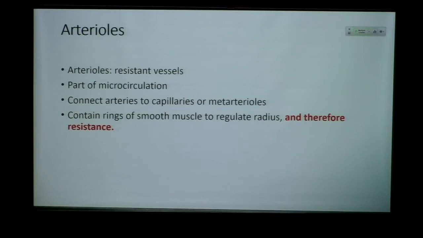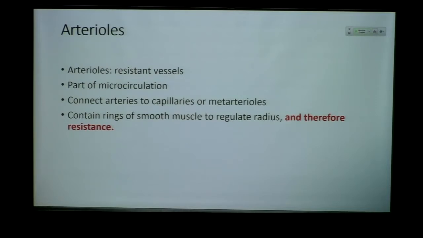Rings of smooth muscle inside. And this is where we see a lot of the regulation that happens across the vasculature. So because of this thick layer of smooth muscle in arterioles, we can play around with the size of the radius. We can play around with the lumen, and we can play around with what? What does the radius dictate?